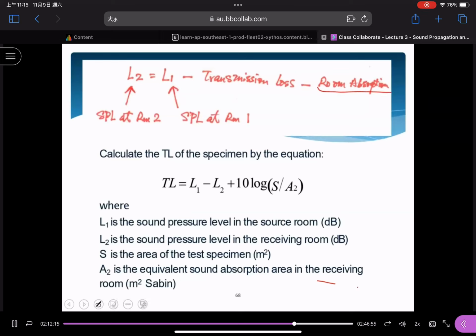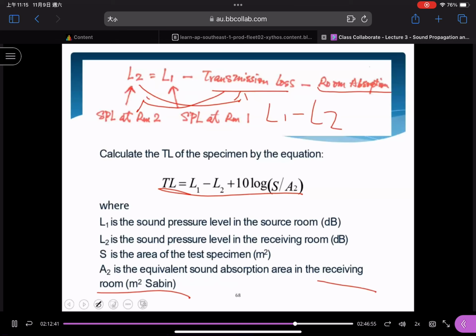This is the room absorption for the receiver room. So when you rearrange this, it becomes L1 minus L2. When you change this one to this part and L2 to this one, you can get the same equations, correct?